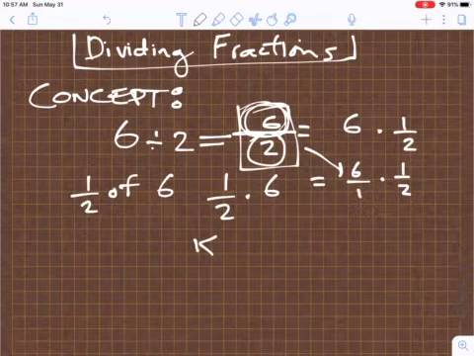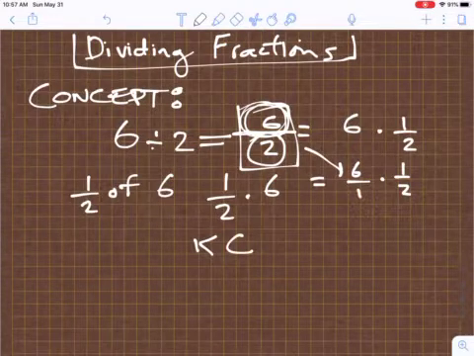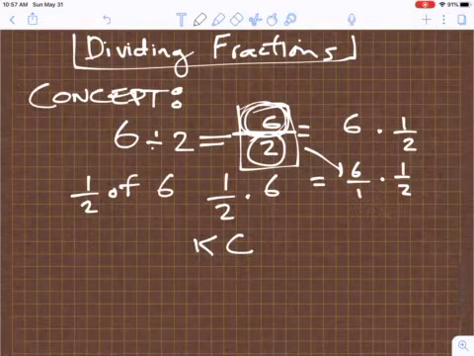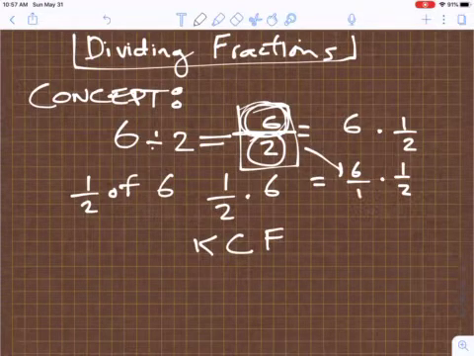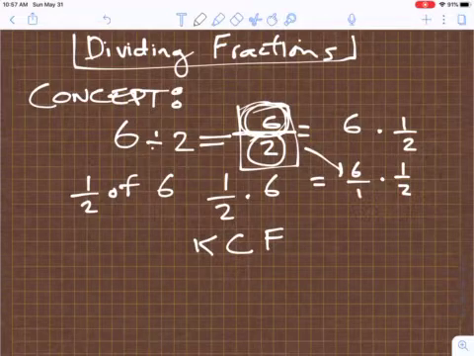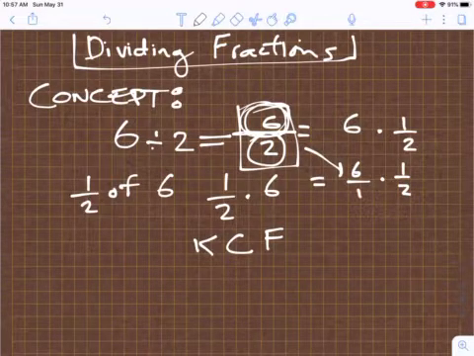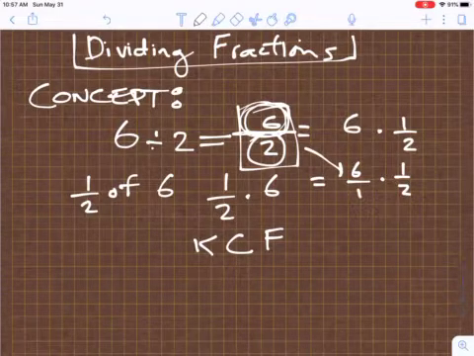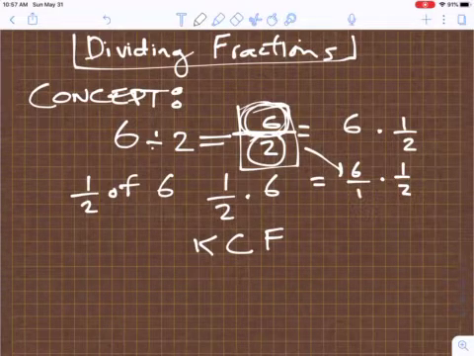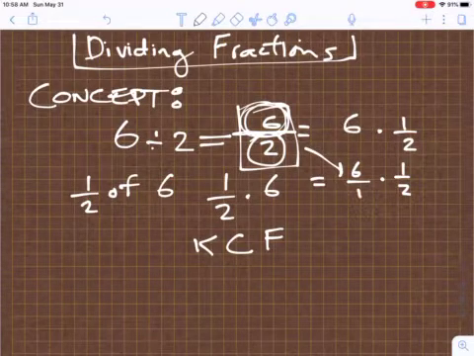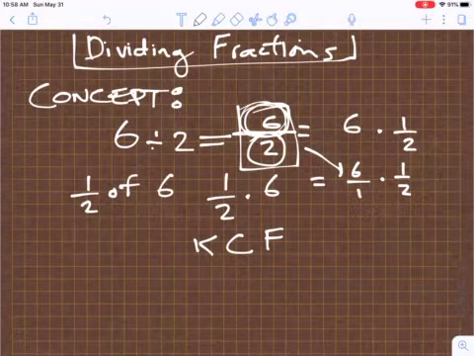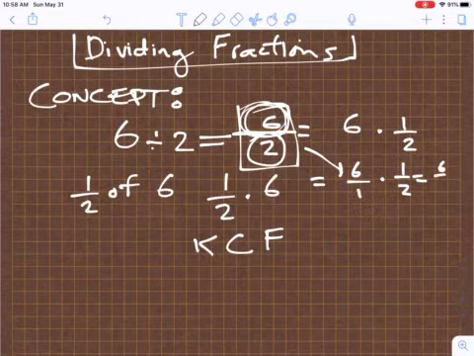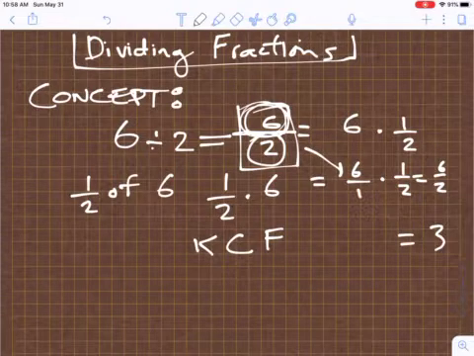You keep the numerator the same, you change it from a division to a multiplication problem, and then you flip the denominator. So you're going from top to bottom. And usually when you're doing these, you're going left to right, because they don't usually write division problems with fractions out as fractions because they're kind of messy. But that is what they're doing. All right, so you do that problem, and when you solve it, you come back to where you started, and 6 divided by 2 is 3, right?